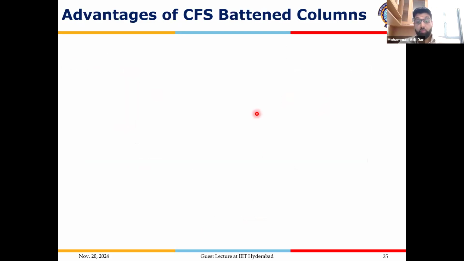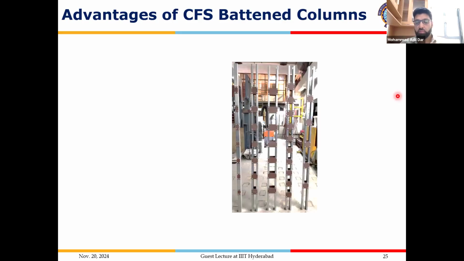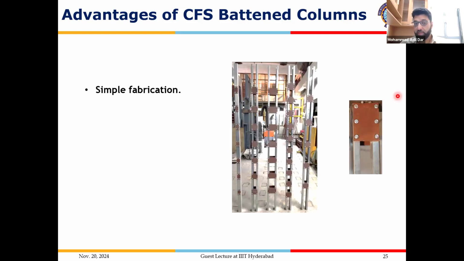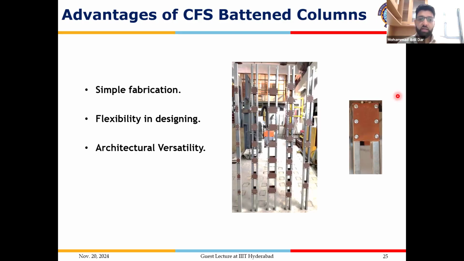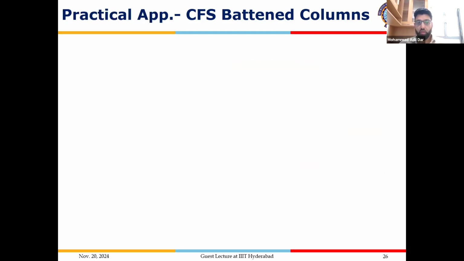First of all, before we move on, it's important to know the advantages of cold form steel battened columns. They are simpler to fabricate, have simpler connections, offer flexibility in designing as per the requirement, and you can change the intermediate batten spacing. Architectural versatility is also present. And overall, it's material efficient.